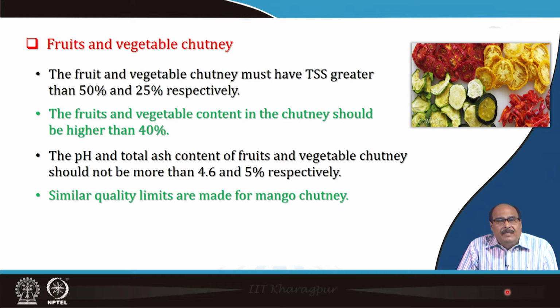The fruits and vegetable chutney must have TSS greater than 50% and 25% respectively. The fruits and vegetable content in the chutney should be higher than 40%. The pH and the total ash content of fruits and vegetable chutney should not be more than 4.6 and 5% respectively, and similar quality limits are made for mango chutney as well.